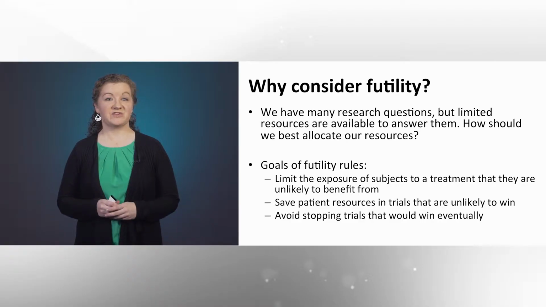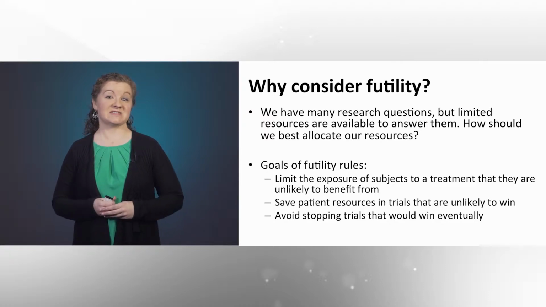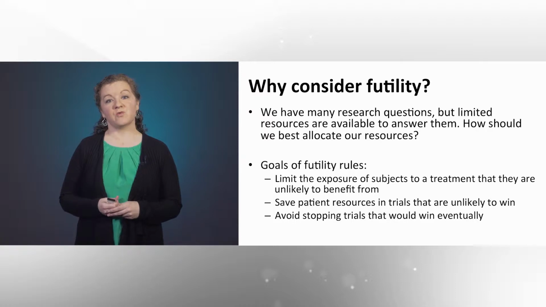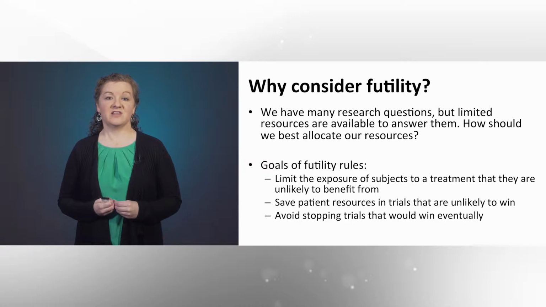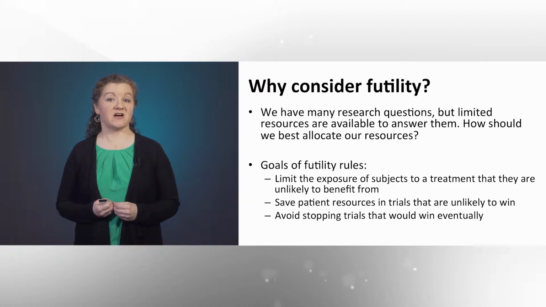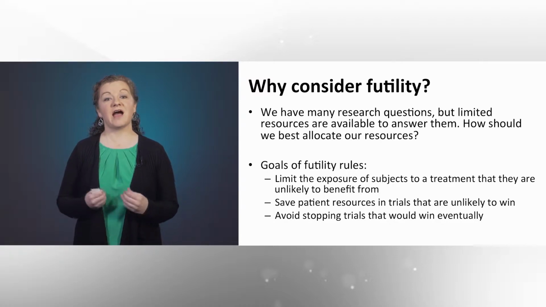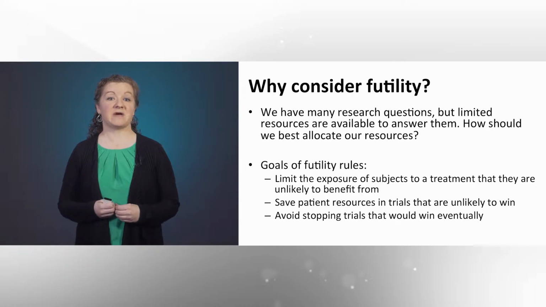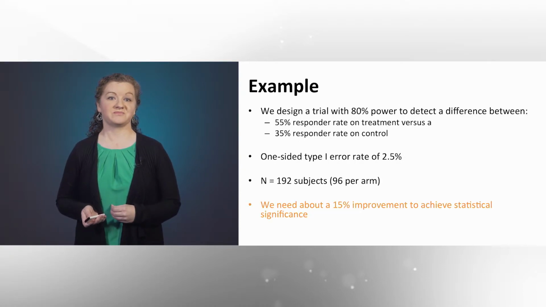So why might we consider futility? We have many research questions, but we always have limited resources available to answer them. So futility rules are one of the tools we can have in our toolbox to help efficiently allocate our resources. The goals of a futility rule, first of all, we want to limit the exposure of subjects to a treatment that they're unlikely to benefit from. And by saving patient resources, by stopping a trial that's unlikely to win, we can then better allocate those resources to more promising pathways. But we want to also be careful to not be too aggressive, and we want to avoid stopping trials that might otherwise go on to win.